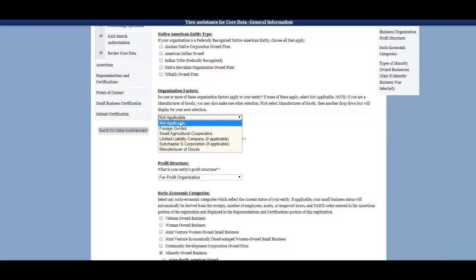So, basically, are we foreign owned? No. Are we a small agricultural cooperative? No. Are we a limited liability company? No. Are we a subchapter S corporation? No. Are we a manufacturer of goods? No. So we leave that at not applicable.